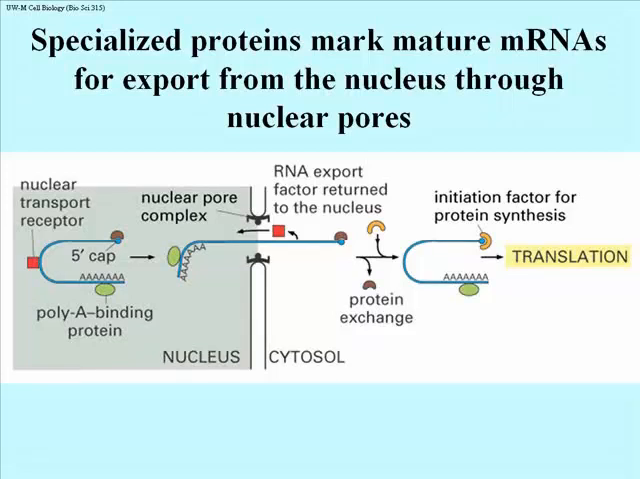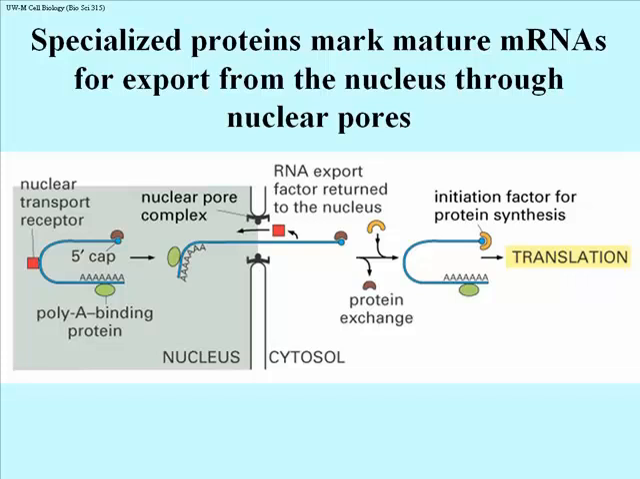In this illustration, the cap and poly A tail recruit binding proteins from the nucleus. One, shown here as a brown crescent, is a cap binding protein that binds to the 5' end of the messenger RNA. The cap protein, together with an RNA export factor, shown as the red square here, guide the messenger RNA out of the nucleus through a nuclear pore complex.